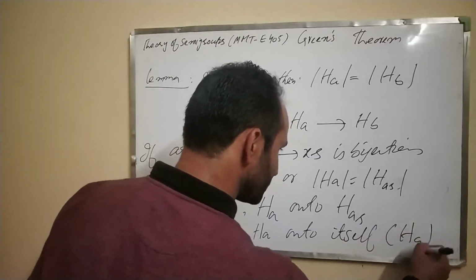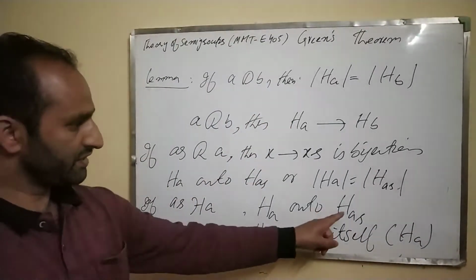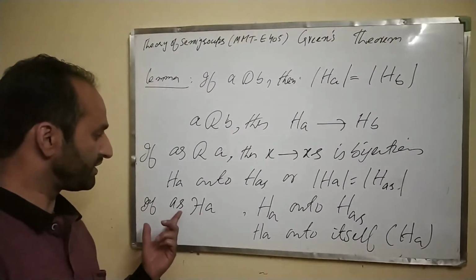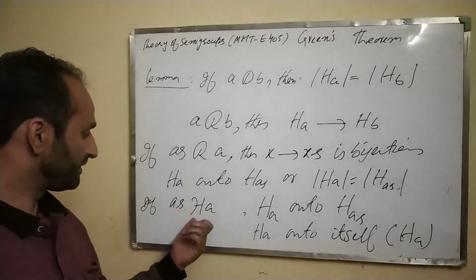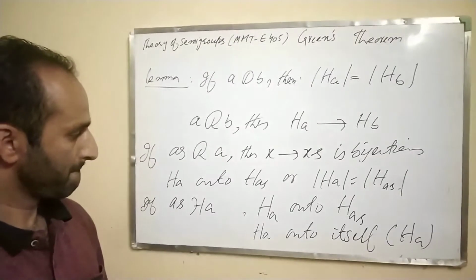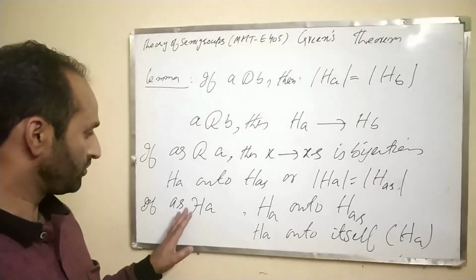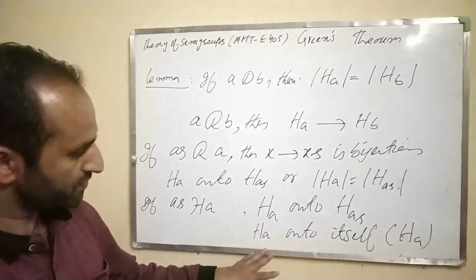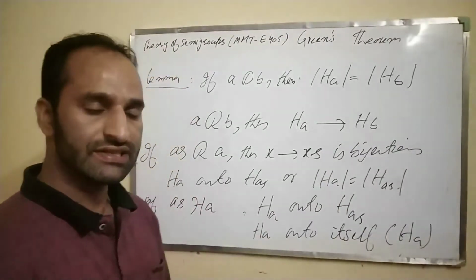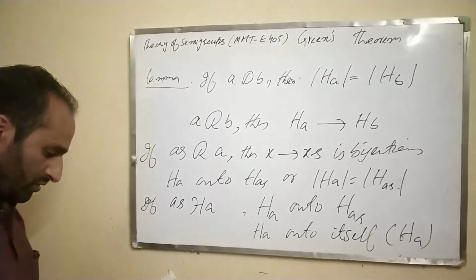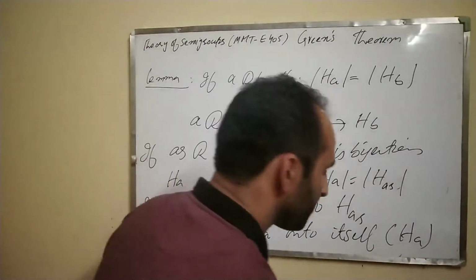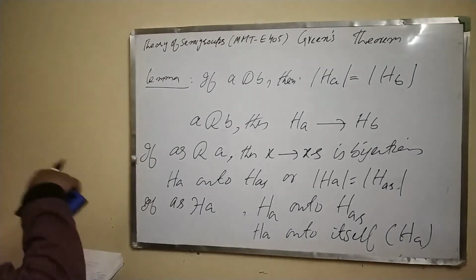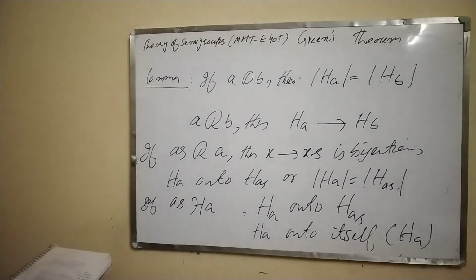Onto itself means onto HA, because at that time HAS will be the same as HA, as they are H-related. AS is H-related to A, so their H classes must be equal. So if AS is H-related to A, then there is a bijection from HA onto itself. Now we have the following lemma, and we also have the dual argument of this.